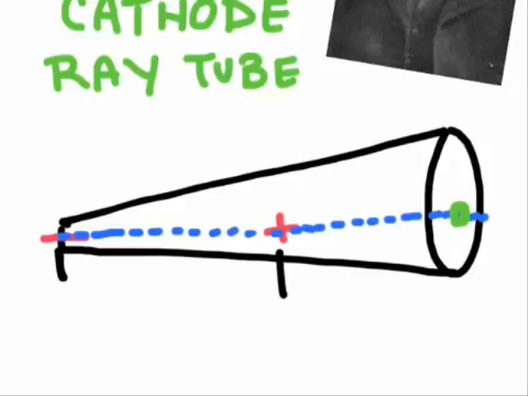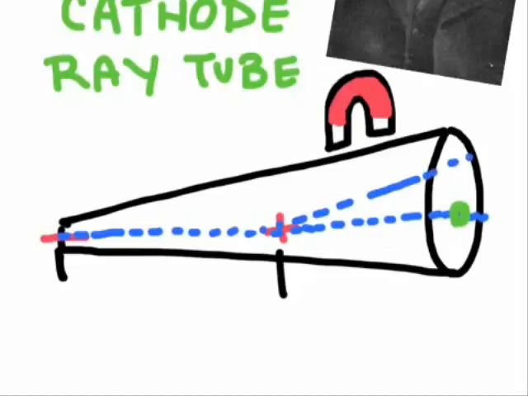Thomson discovered that if he used a magnetic field, he was able to move or deflect these particles. These particles would also be moved by an electric field, and Thomson found that these particles would always move towards the positive charge. He was thus able to conclude that these particles were negatively charged.